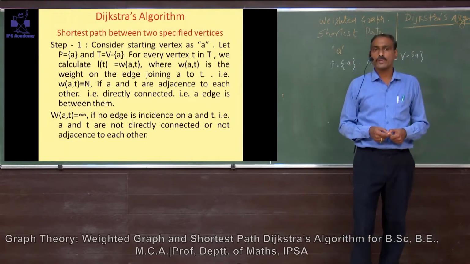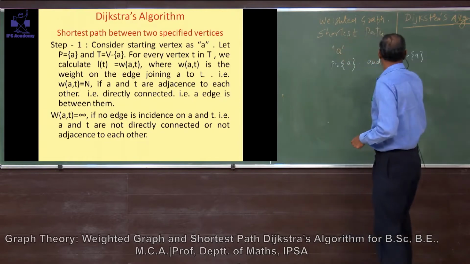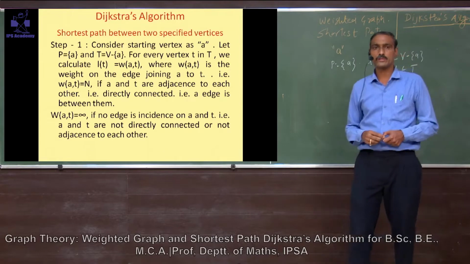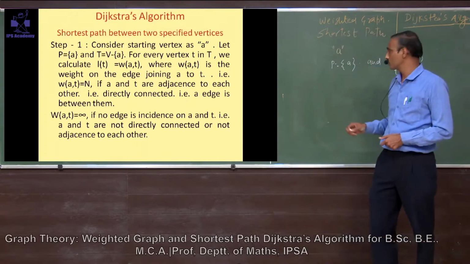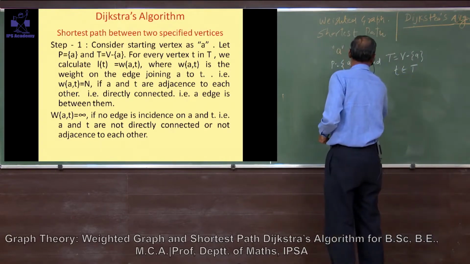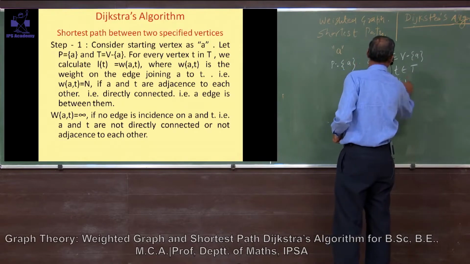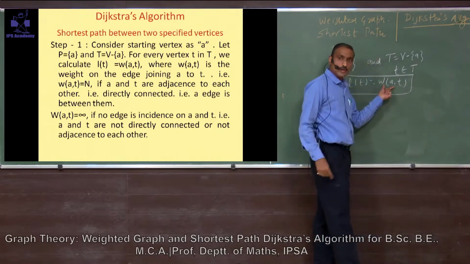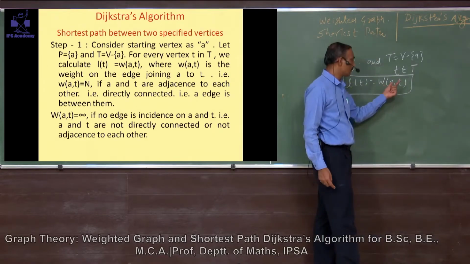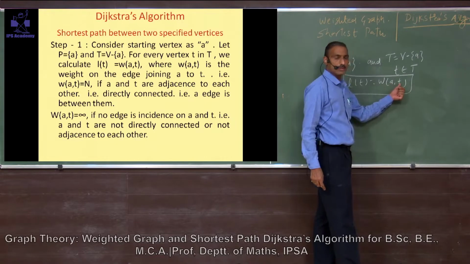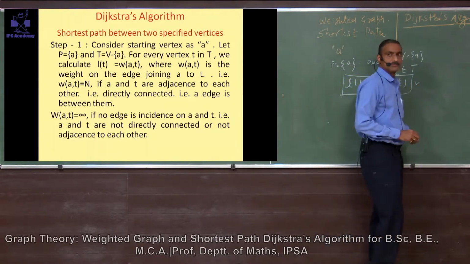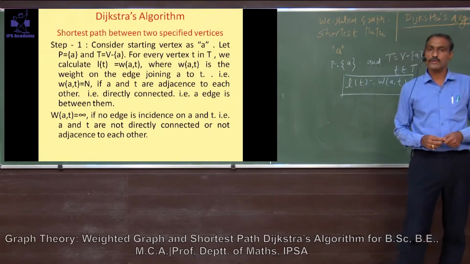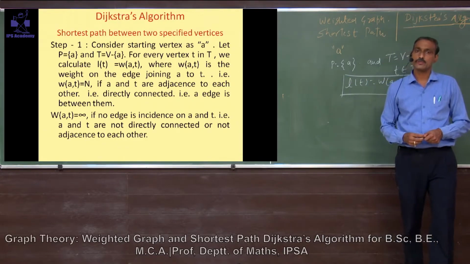Then for every vertex t in T, that is, for the remaining vertices, we calculate L of t equals W of A comma t, where W of A comma t is known as the weight of the edge joining A to t.